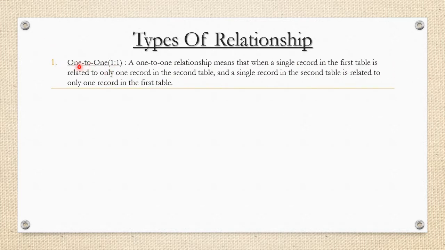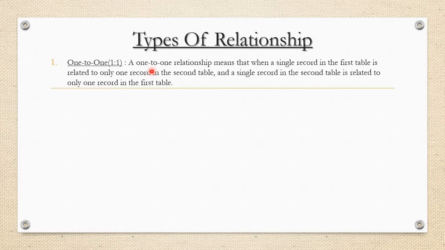Now, this one-to-one relationship, we can write it in this way also: 1:1. So if in the exam this type is written, then you should know that this is a one-to-one relationship. Now what is this one-to-one relationship? A one-to-one relationship means that a single record in the first table is related to only one record in the second table, and a single record in the second table is related to only one record in the first table. That is called a one-to-one relationship.